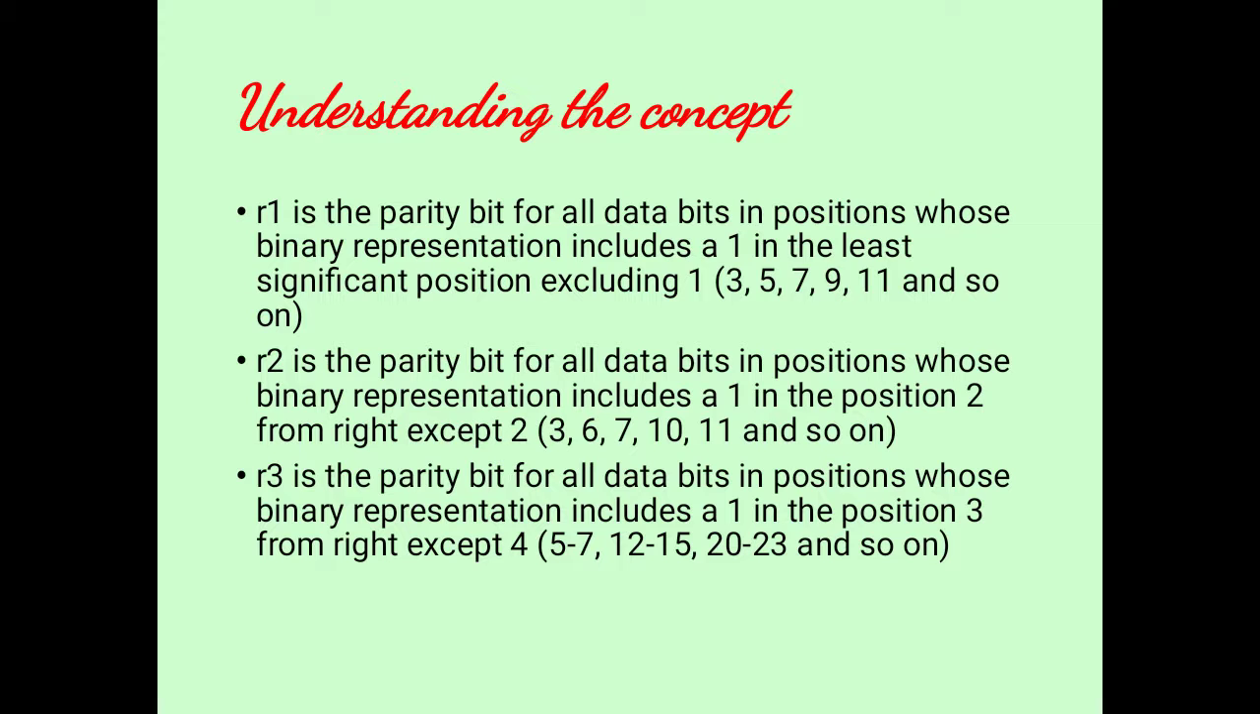Once again I will repeat this. If you are considering the redundant bit R1, then in the given data you have to consider bit numbers 1, 3, 5, 7. That means you are skipping one bit in between. If you are considering R2, then you have to consider 2 bits at a time starting from 2, because it is 2 to the power of 1, that is 2. Consider 2, 3, skip 4, 5. Next consider 6, 7, skip 8, 9. Next consider 10, 11, skip 12, 13, and so on.